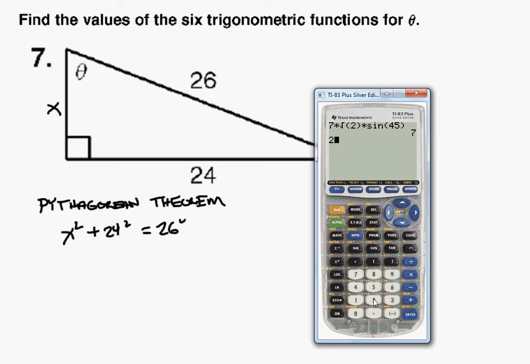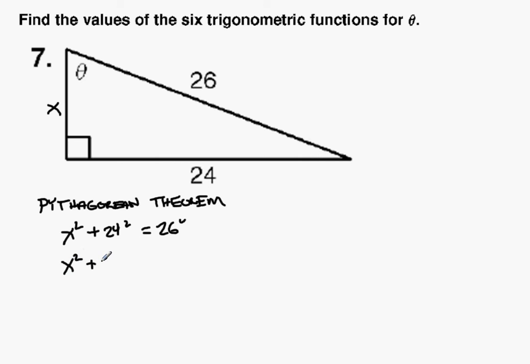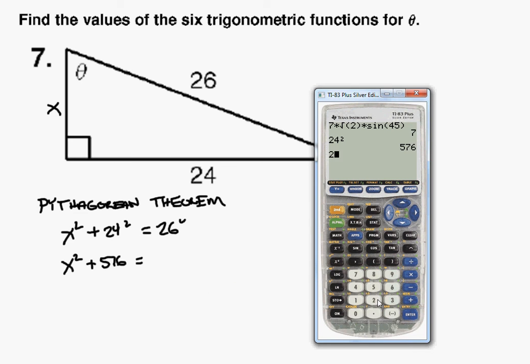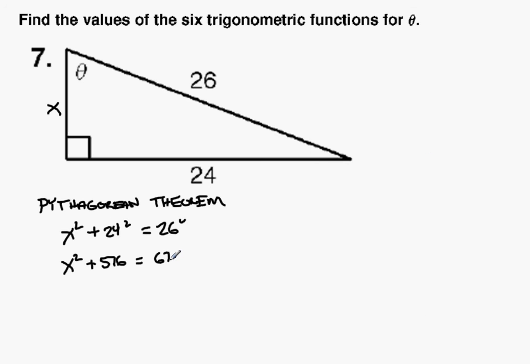So if I square 24, I get 576. So I have x squared plus 576, and if I square 26, I get 676. So if I subtract 576 from both sides of the equation, I wind up getting x squared is equal to 100.